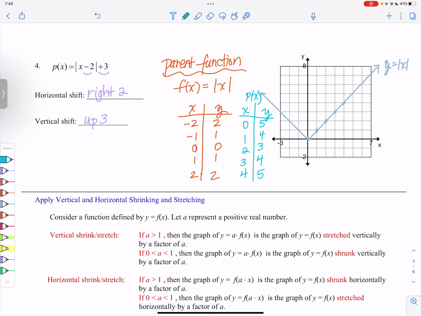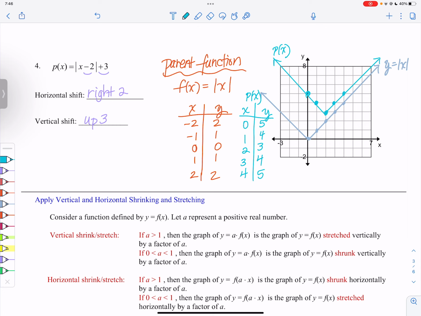And let's go ahead and graph that. So we have 0, 5, 1, 4, 2, 3, 3, 4, and 4, 5. So as you can see, there is p of x. And that shifted to the right 2 and then up 3.